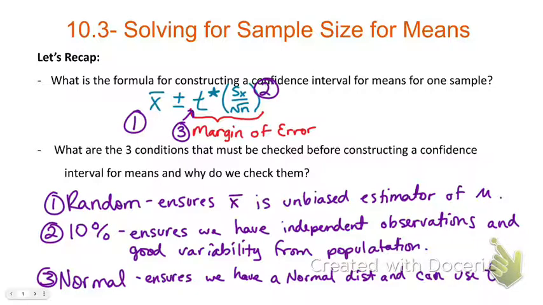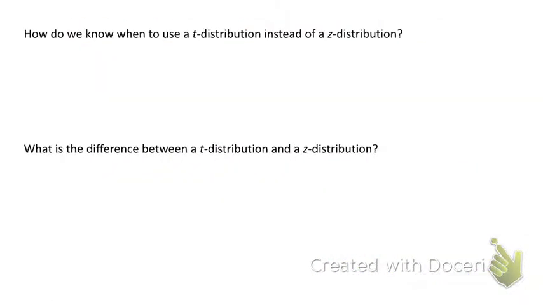So those are our conditions, and those are why we check our conditions. Those are the same three conditions that we check for proportions. Same reasons. It's just a different formula. Cool? Cool. All right.